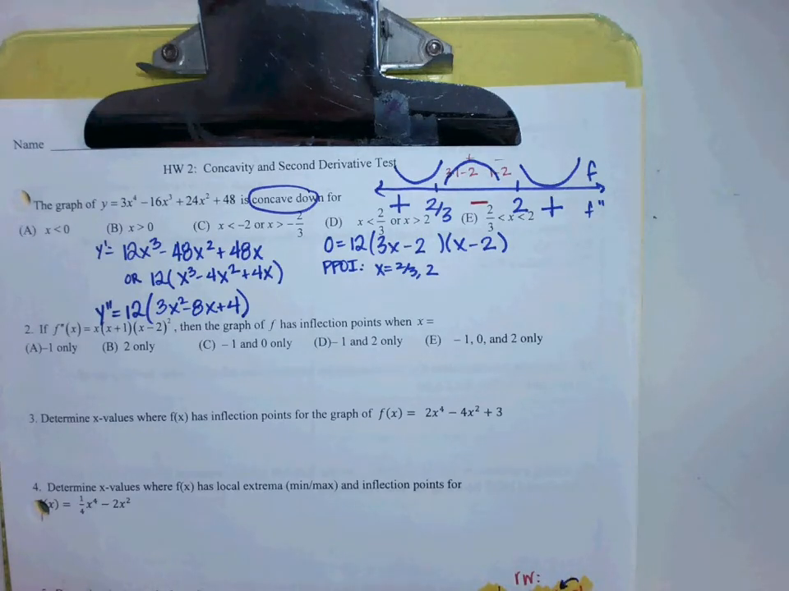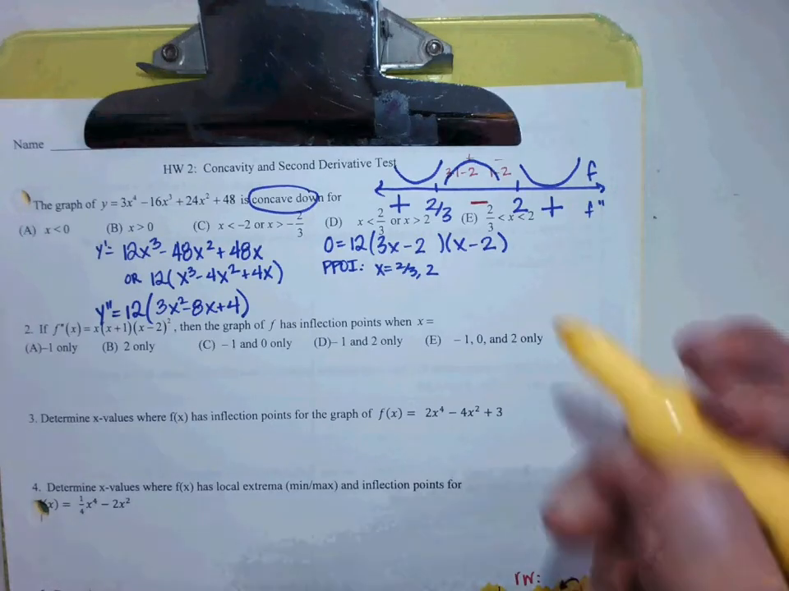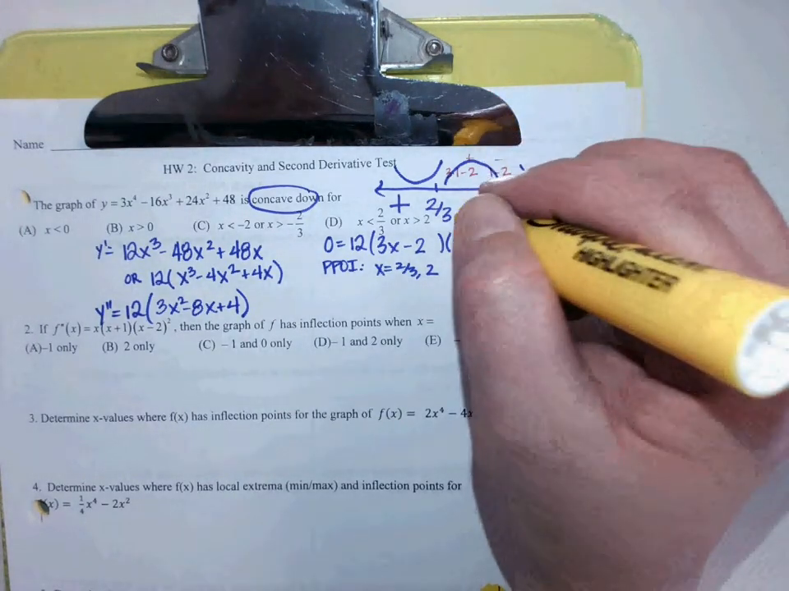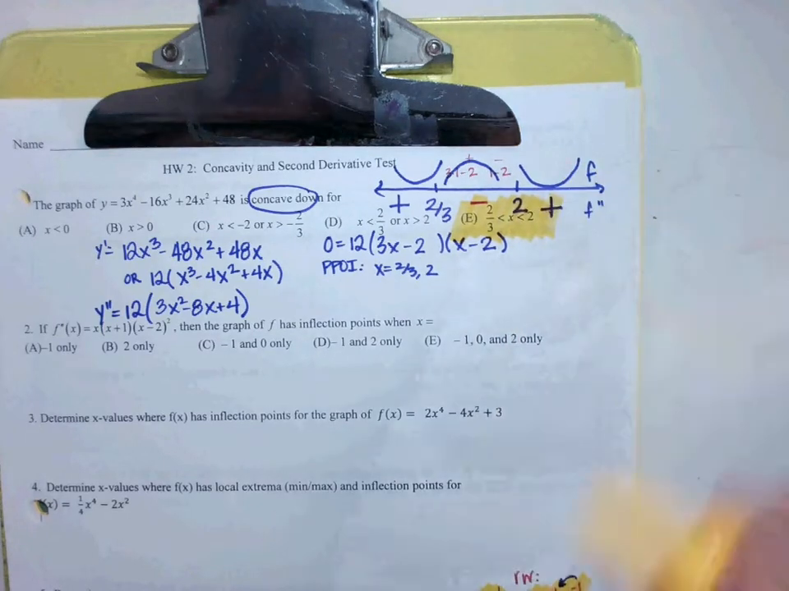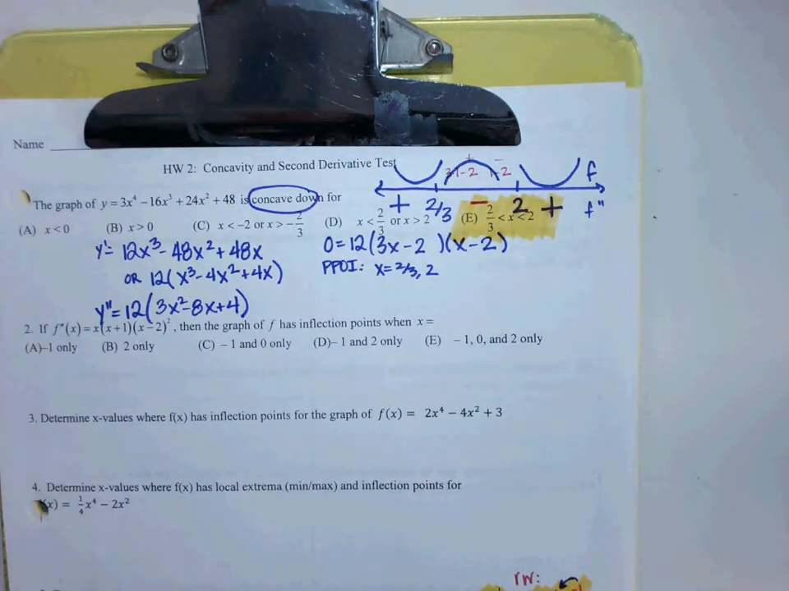2/3 to 2, which answer? E. Good job. Well, not all of it, just the plugging in part. Yes. Well, okay, so points of inflection are the same as mins and maxes, because critical numbers might not have a sign change.